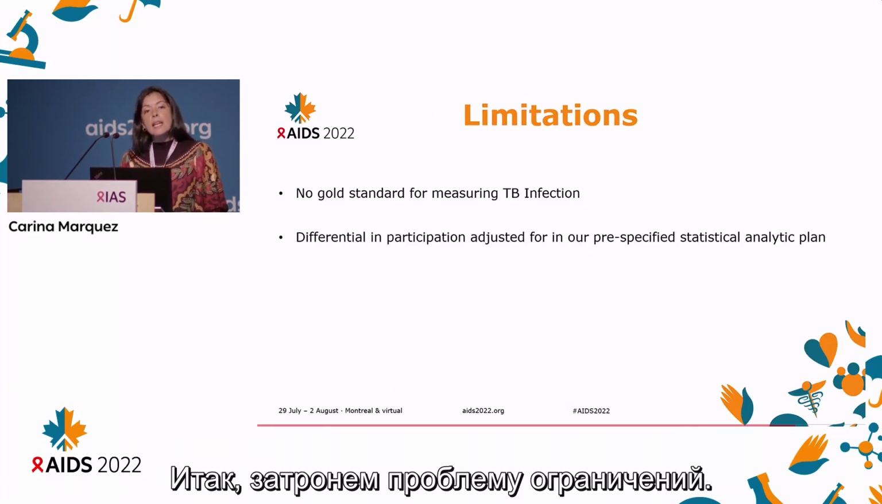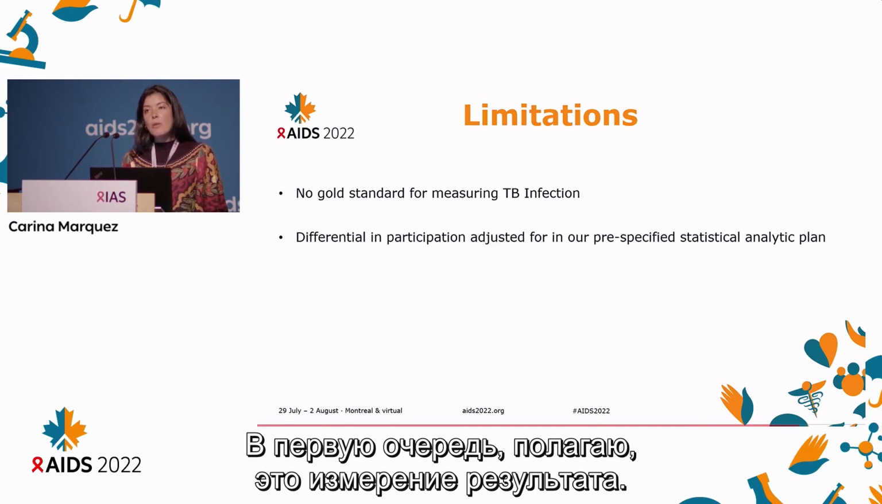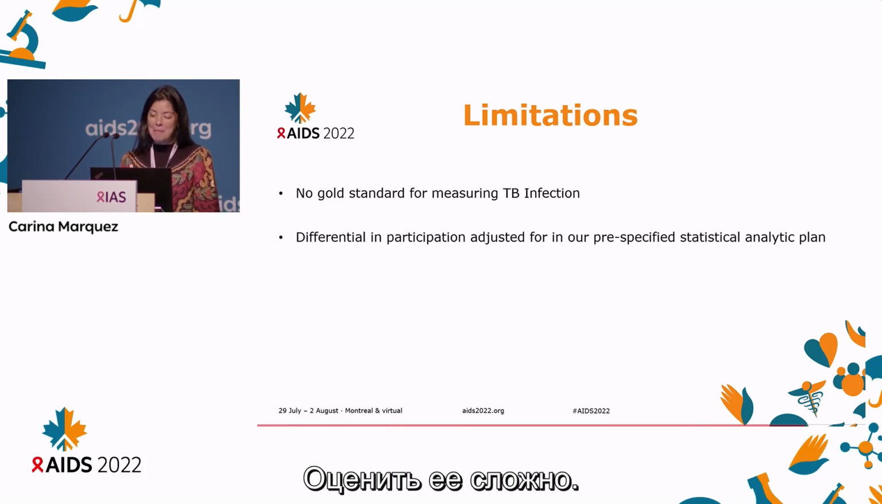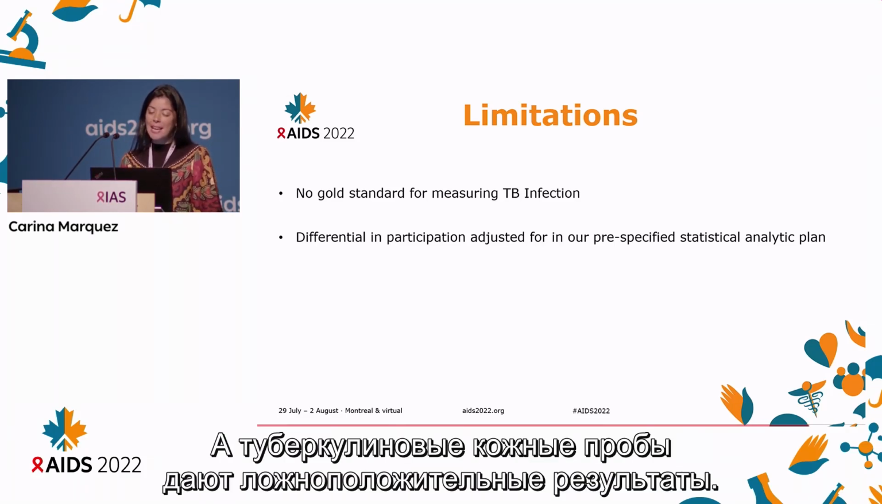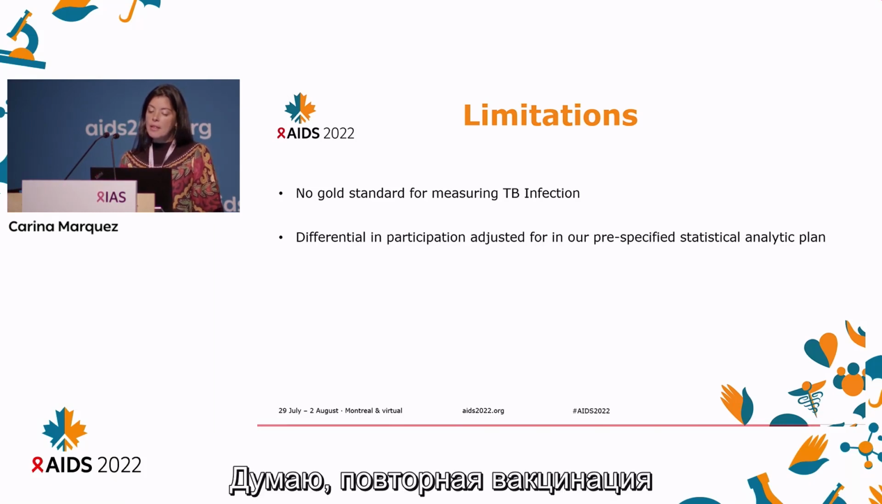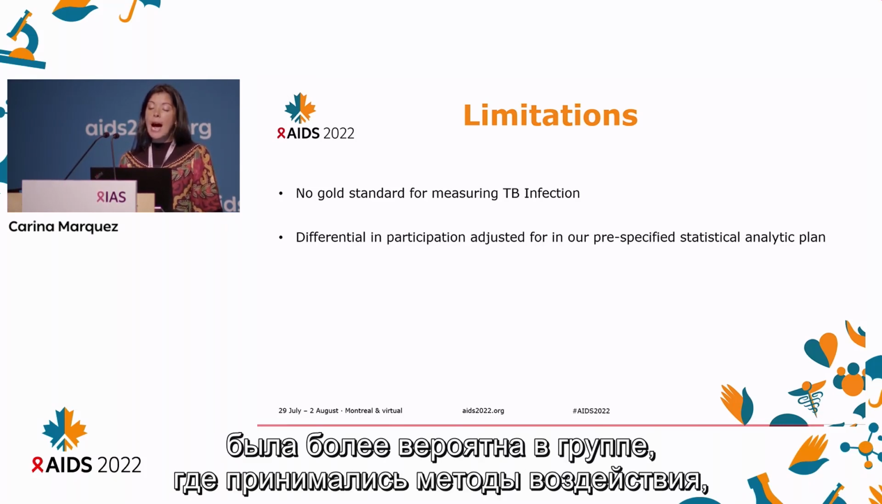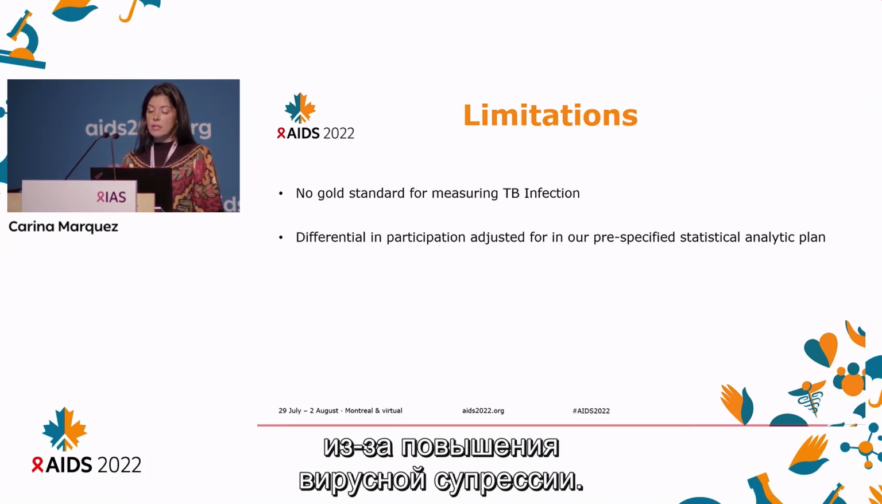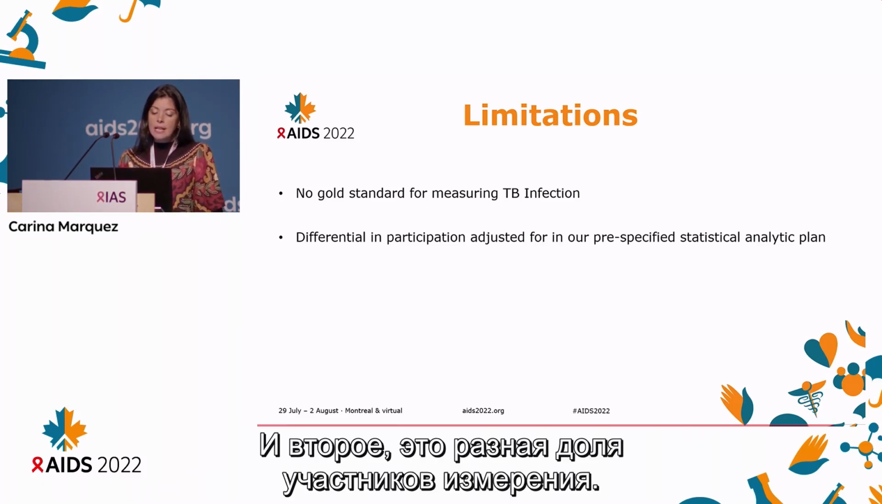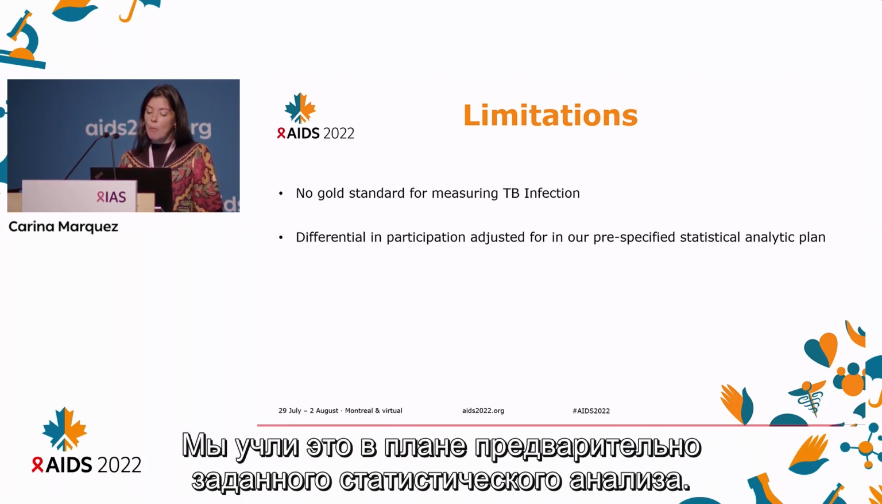So let me touch on limitations. I think firstly, the outcome measurement. There's no gold standard for measuring TB infection. TB infection can be messy, and with tuberculin skin tests, you can have false positives due to BCG vaccination, as well as boosting with serial tuberculin skin tests. I think the boosting was likely higher in the intervention arm due to increasing virologic suppression, and thus likely underestimated the effect. And then secondly, differential participation of measurement. You had to be home for a tuberculin skin test, which we adjusted for in our pre-specified statistical analysis plan.